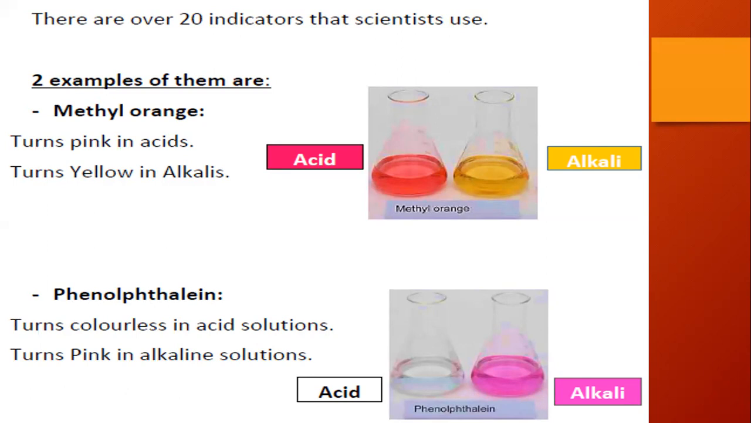And hopefully when you come back to school, I'm going to take you to the lab and you will try it yourself. All right, so what are the two examples of indicators? We have the methyl orange, which is originally orange, and when you add an acid to it, it turns pink. When you add an alkali to it, it turns yellow. And the second one is the phenolphthalein, which turns colorless in acid solution, and it turns pink in alkaline solution. Okay?